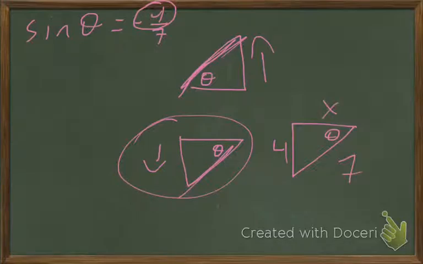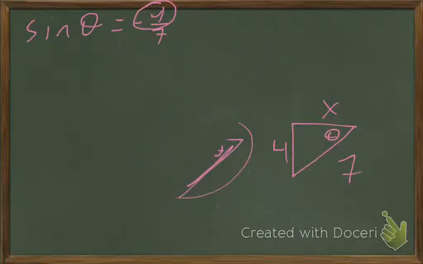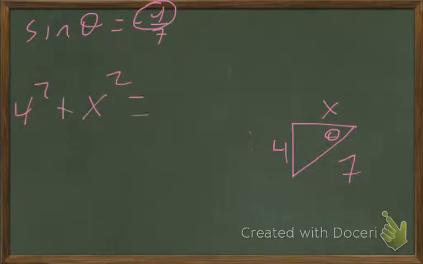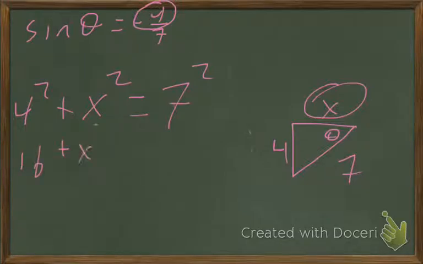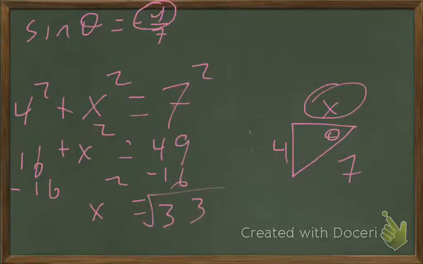So, I'm going to erase most of this. So we end up having 4 squared plus, now this is x squared because this is our other side, equals 7 squared because that's our hypotenuse. So 16 plus x squared equals 49. Subtract 16. So x squared ends up being 33. Take the square root. That doesn't go cleanly. So the x is the square root of 33.